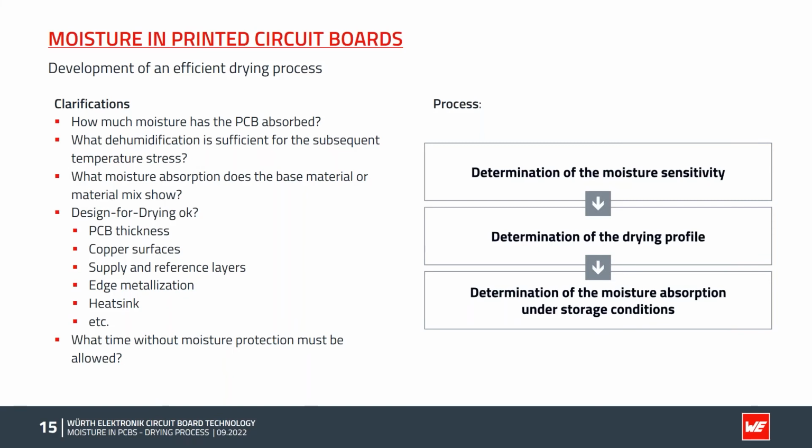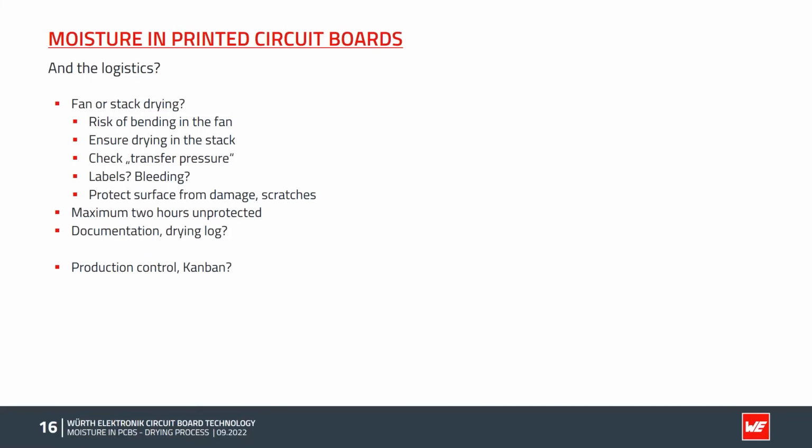So if you take the PCBs out of the dry conditions to the shop floor, you should consider that there is humidity again, and of course there will be a new equilibrium. And normally it's agreed to have a maximum 2 hours without moisture protection on the shop floor. If you exceed these 2 hours, you should go into dry conditions again with the boards. And the logistics, I already started to discuss floor shop, and there are another few questions.